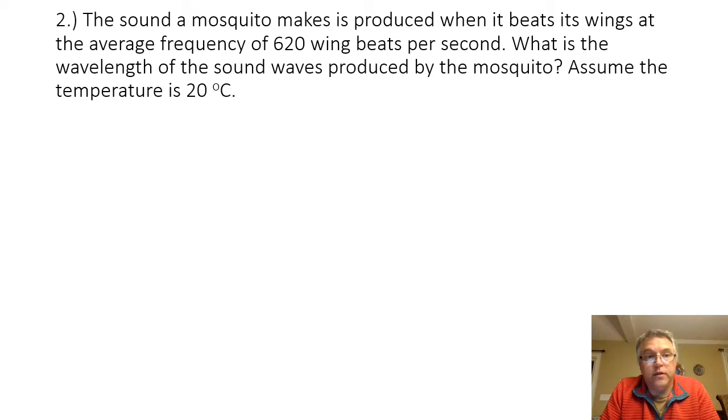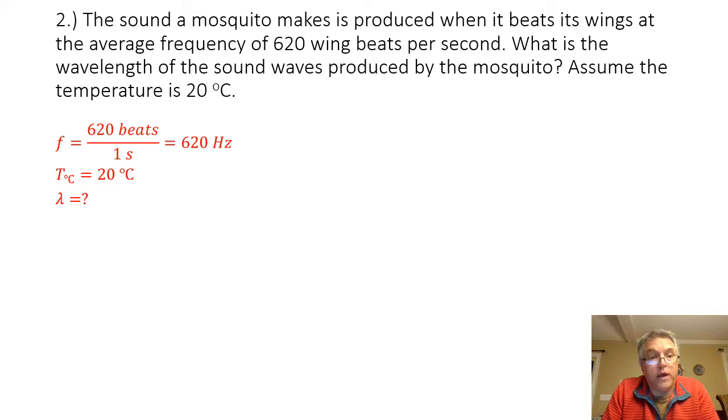So we can find the frequency because we're given the number of beats or oscillations of the mosquito's wings, which is 620 beats. And we know that the time it takes to undergo those beats is 1 second. So 620 beats per 1 second will give me a frequency of 620 hertz. I know that the air temperature is 20 degrees Celsius, and we are trying to find the wavelength. So in order to find the wavelength with the frequency, I know I'm going to need the wave speed. And in order to find the wave speed, I do need to convert my temperature to Kelvin.